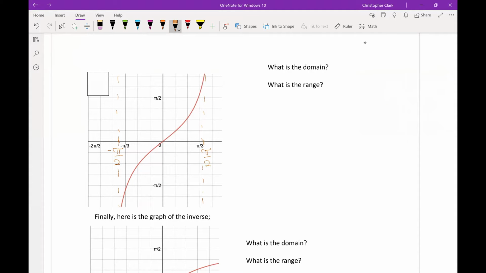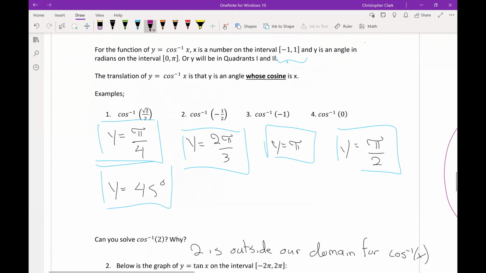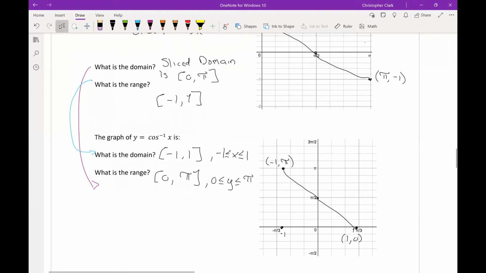So what is the domain? Where does it exist on the x-axis? Now, it seems like we're going from negative pi over 2 to pi over 2, but there's a really interesting, crucial difference here. You see, this line never actually gets to negative pi over 2. Now that's very different from before. Let's jump up a little bit and see.